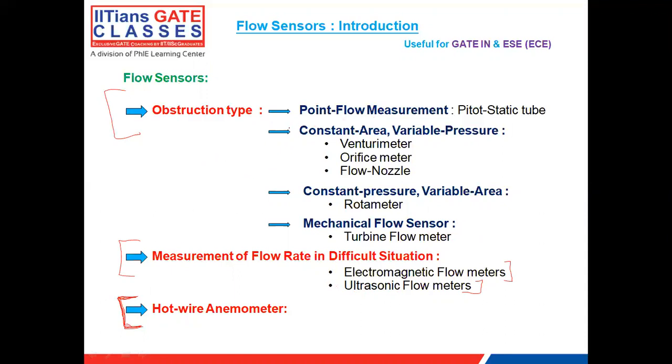So moving forward, we'll start with the basics of flow sensors, and then we will take one sensor, let's say the rotameter. First we'll see the concept, then we'll see the previous year questions that we have already seen in the first lecture. So we will be taking the same numericals and we will be solving them. Okay, so let's move forward.